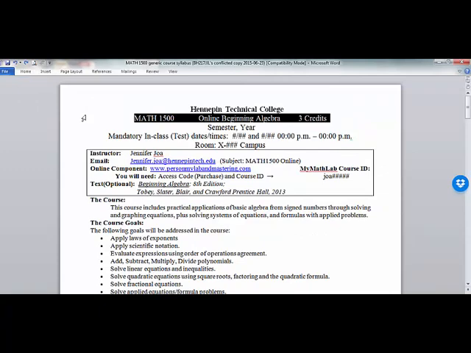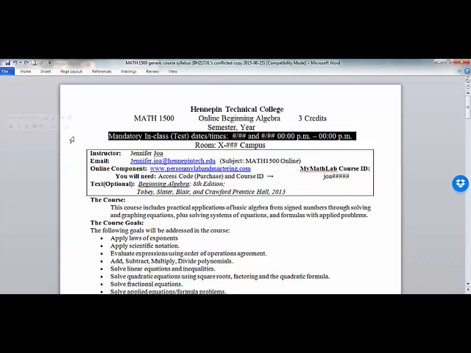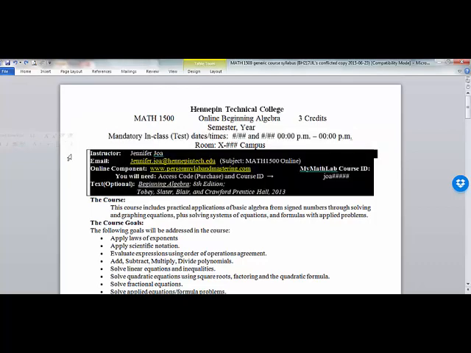Okay, so this is the course syllabus for Math 1500 Beginning Algebra online, and it's a 3-credit course. The semester and year of your course are listed at the top of the syllabus. This course is taught completely online with 2 mandatory in-class test dates and times. The specific dates and times are listed right here on your syllabus. Again, my name is Jenny Joa and my email address is listed here.